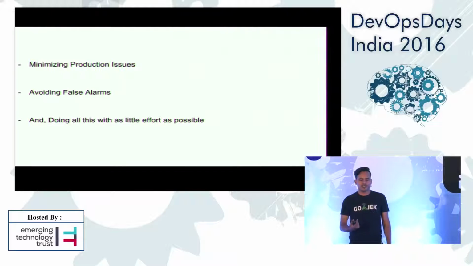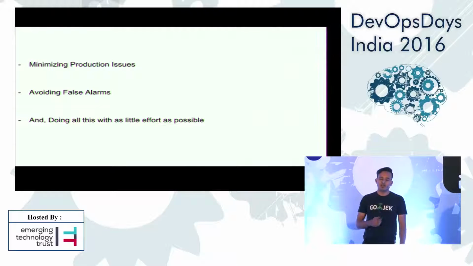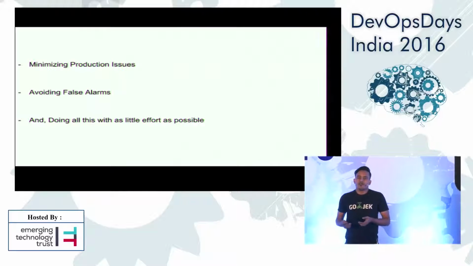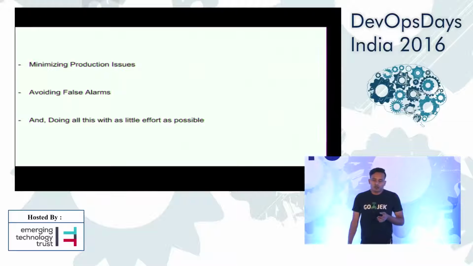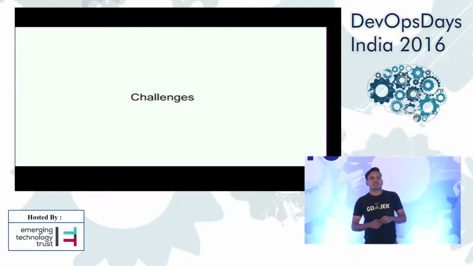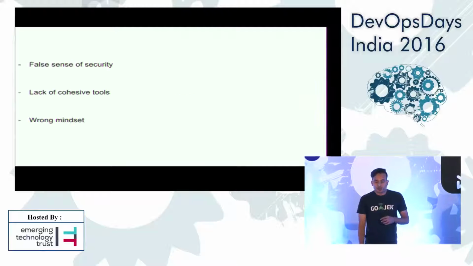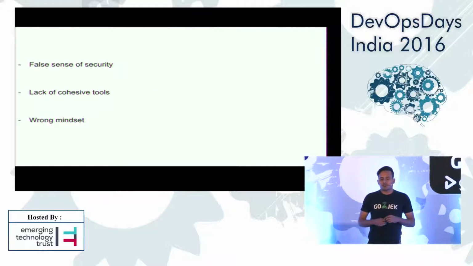Our basic monitoring system provides us basically three things. It helps us in minimizing the production issues that we might face. It should avoid raising false alarms, and we should be able to do all this by making the minimum effort that we possibly can. Cool. So what are the possible challenges that we might face while setting up a monitoring and alerting system? These are the three major problems.